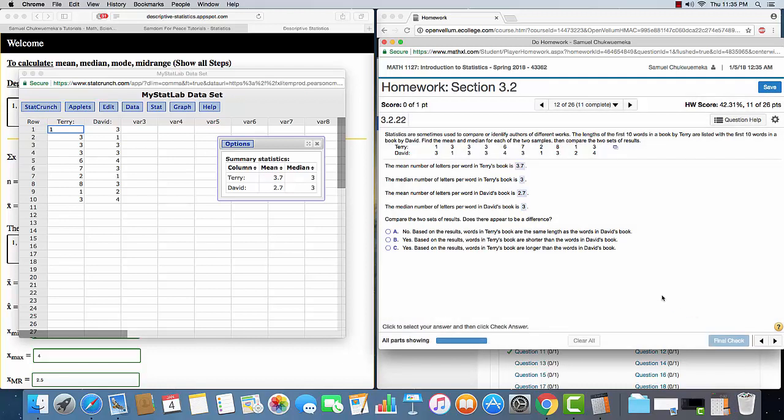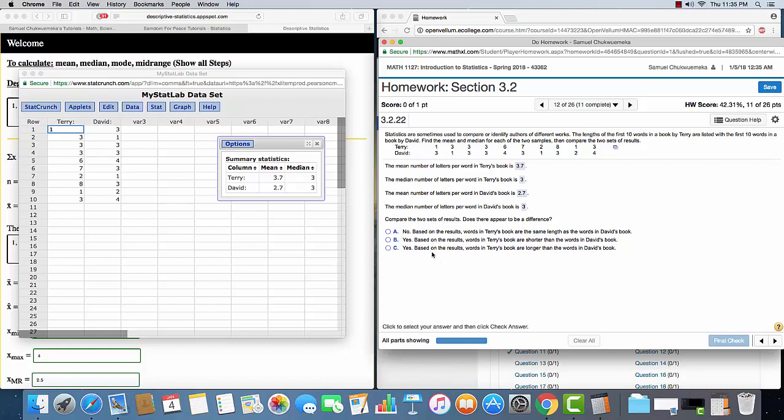Compare the two sets of results. Does there appear to be a difference? Of course, there's a difference for the mean, okay? The median for both books are the same, but there's a difference for the mean.